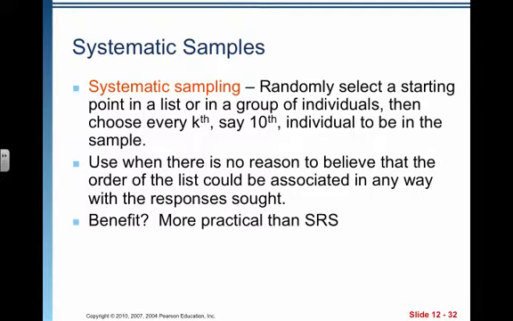And you do have to justify the use of systematic sampling, because it has to be that there's no reason to believe that the order of the list could be associated in any way with the responses sought.